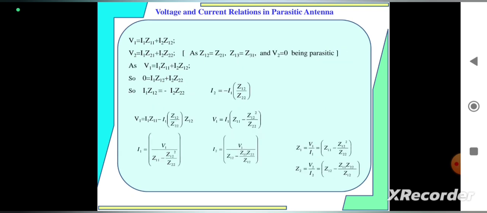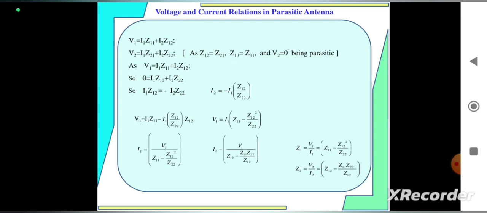This is the voltage and current relations in Yagi-Uda antenna. Next one, V1 is equal to I1 Z11 plus I2 Z12. V2 is equal to I1 Z21 plus I2 Z22. As Z12 is equal to Z21, Z13 is equal to Z31 and V2 is equal to 0 being parasitic, the equation should be V1 is equal to I1 Z11 plus I2 into Z12.